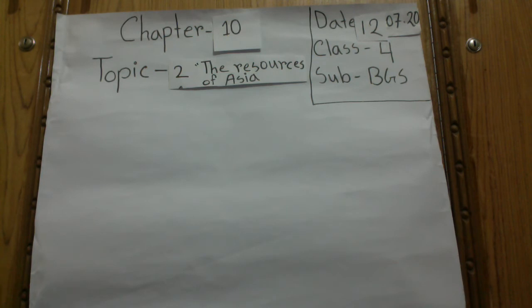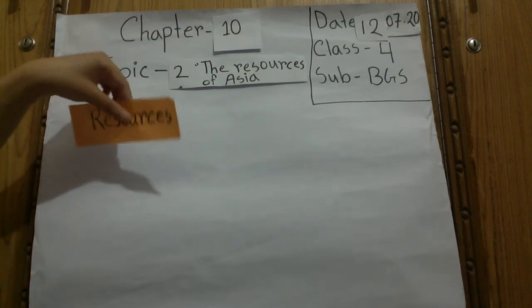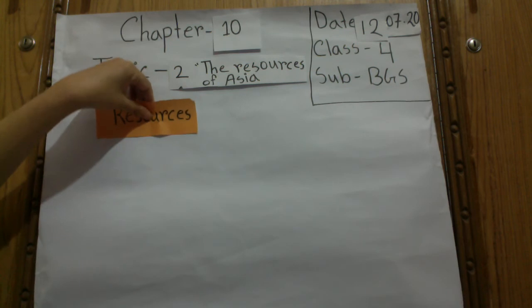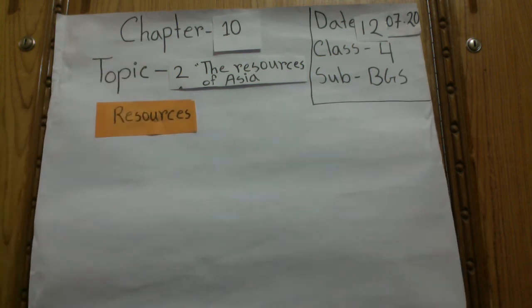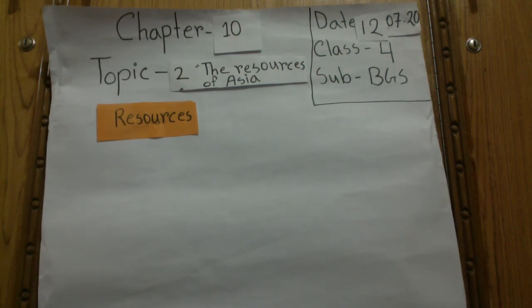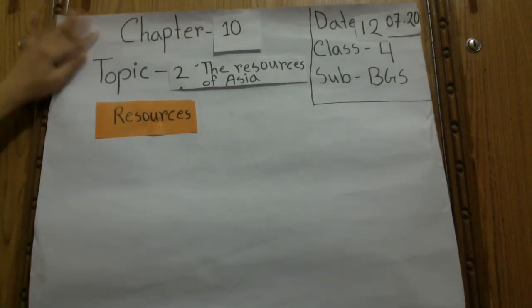The resources of Asia. So, at first, we have to learn what is called a resource. Resources are the things in the environment that help us lead productive lives. This is called resources.